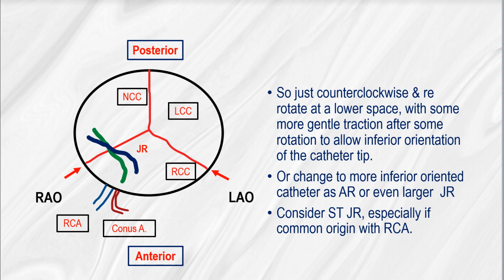So just rotate counterclockwise and re-rotate at a lower level with some more gentle traction after some rotation, to allow inferior orientation of the catheter tip. Or change to a more inferiorly oriented catheter such as Amplatz right, or even a larger Judkins right. Consider a short tip Judkins right, especially if there is a common origin with the RCA.